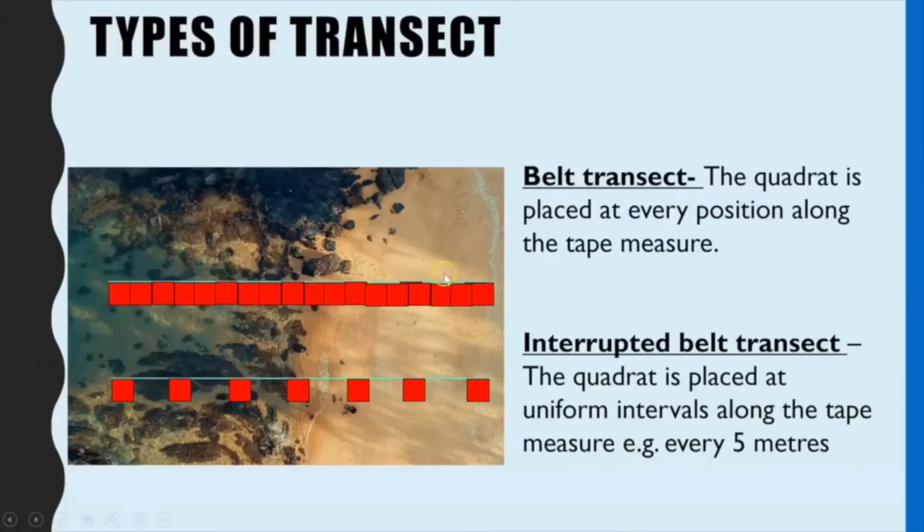You can have a belt transect, which isn't interrupted, and that is when you place your quadrat at every position along the tape measure, or an interrupted belt transect, which is where you place the quadrat at intervals. Now you would most often use an interrupted belt transect if you are measuring a very, very long distance because it saves time, or if at first glance it looks like if you were to place it every single position, you're not actually going to see much difference. So you might think that it's more useful to place it every 5 meters or every 2 meters because you need that distance before you can actually see a difference.